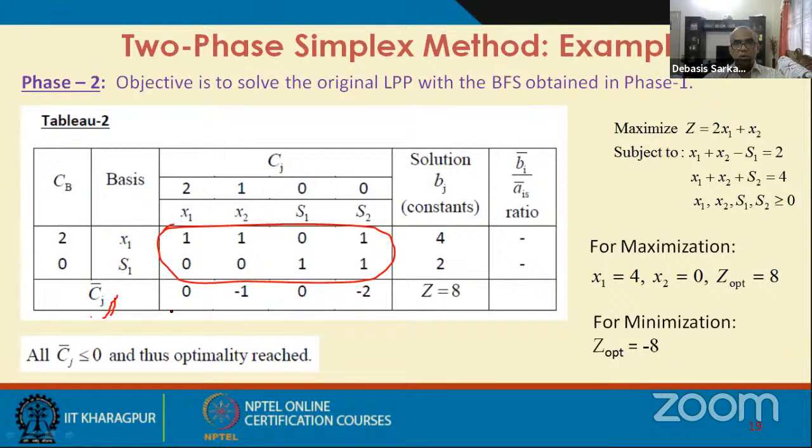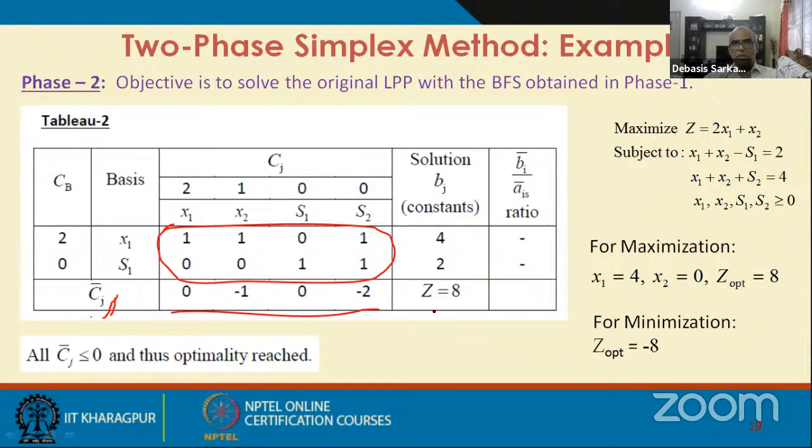And you see that all CJ bar are less than or equal to 0. You are solving a maximization problem. So all CJ bar less than or equal to 0 signifies that the optimality condition is achieved. Because there is no variable which will enter the basis and improve the objective function value. Because all CJ bar are less than or equal to 0, if we choose any one, that is only going to deteriorate, decrease, or at the most leave unchanged the objective function value. So we have actually obtained the optimal solution.